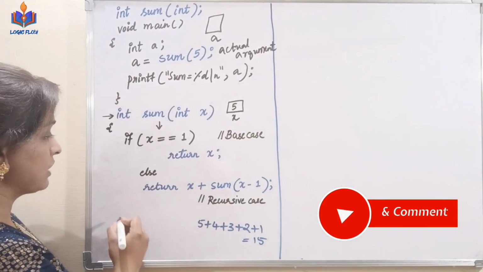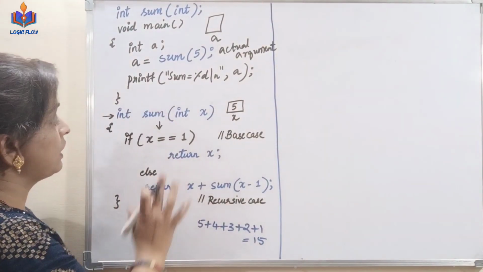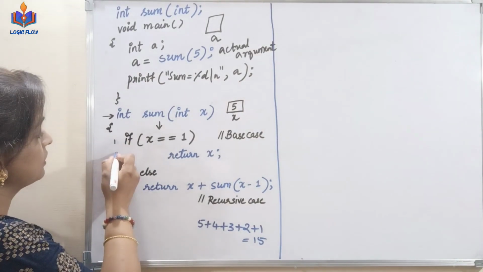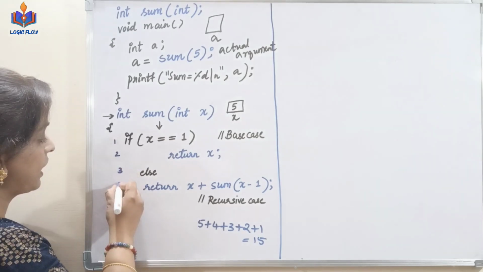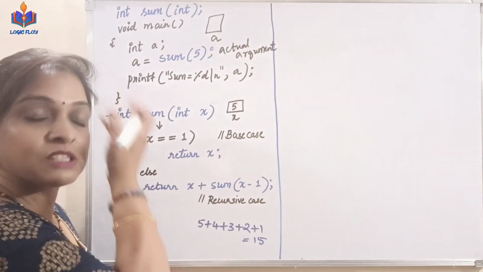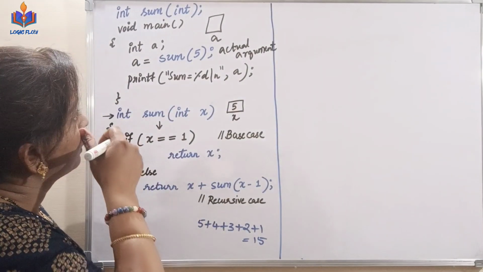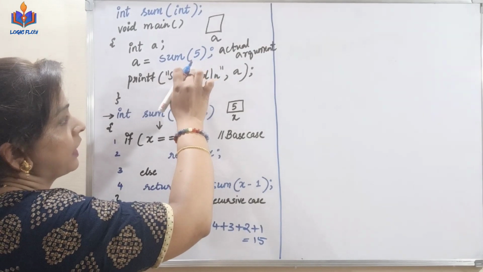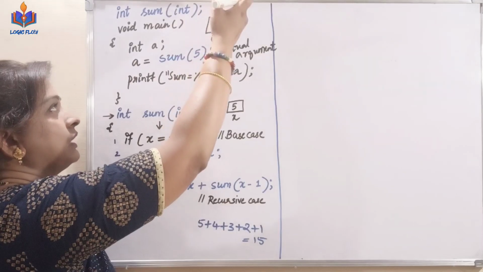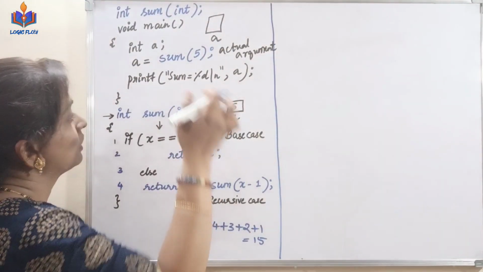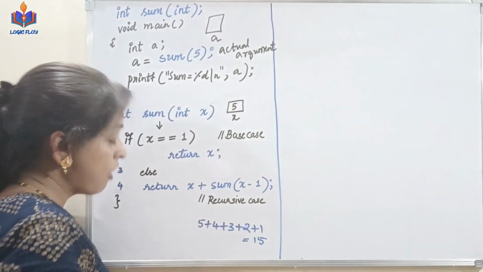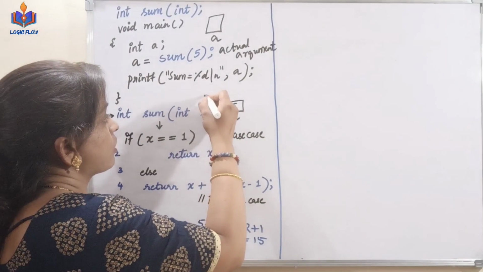In the definition part, we have totally how many statements? We have totally 4 statements. 1, 2, 3 and then 4. This is the base case and this is the recursive case. So how does this flow take place? Let us see now. Now the function call gets encountered. I am passing the actual argument 5. Then the declaration gets checked. Control will go to the definition. And I have a local variable as formal argument. This is the formal argument. X is the formal argument.